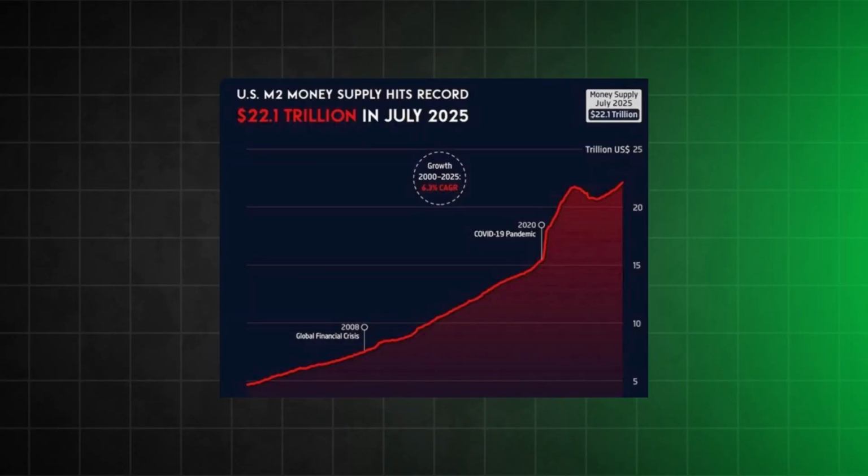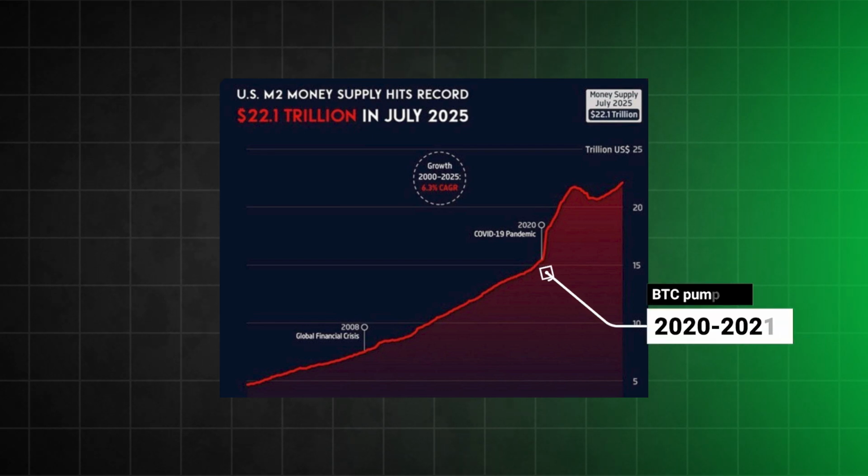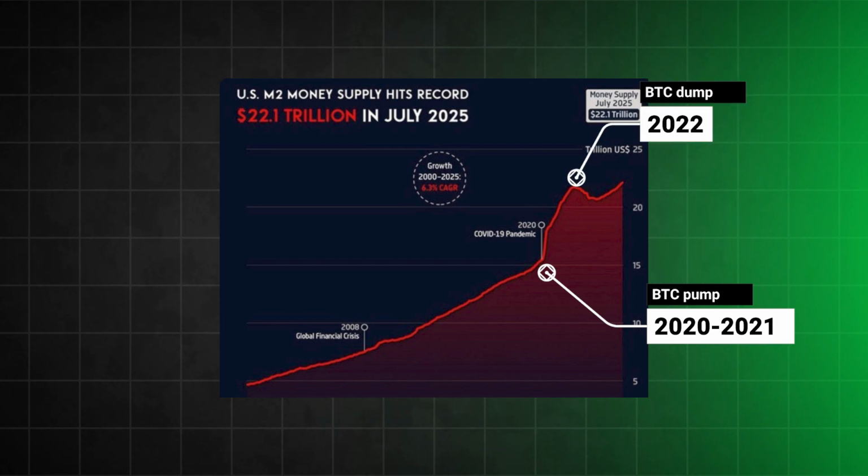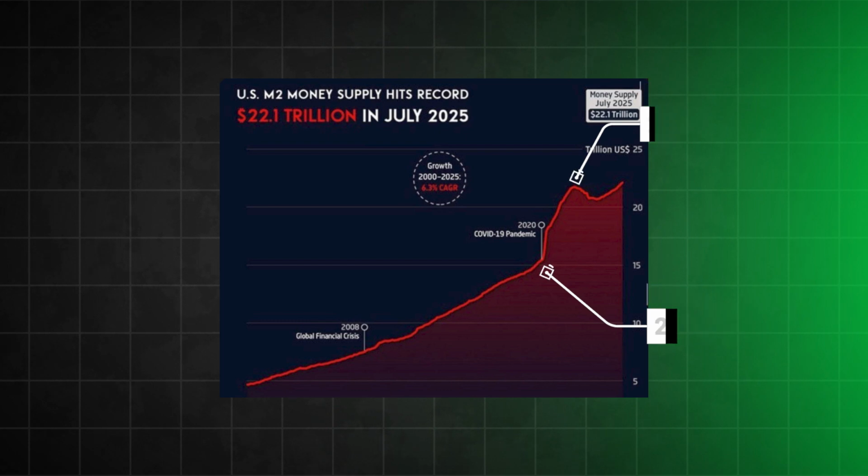And how does M2 impact crypto in practice? In 2020, 2021, M2 skyrocketed. So stock markets and crypto went to the moon. In 2022, the Fed started tightening liquidity. So Bitcoin and altcoins dropped.